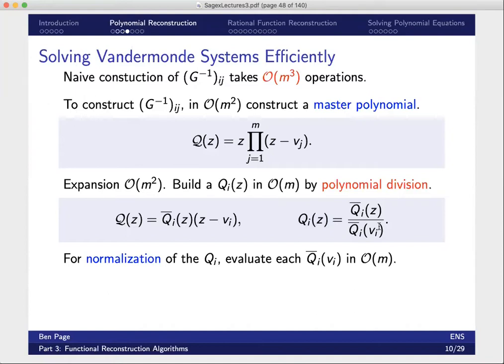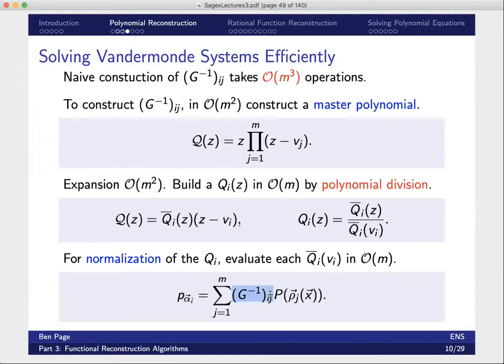So once you have these polynomials, we just take their coefficients, because their coefficients are giving us the components of the inverse matrix. And this allows us to extract our ansatz coefficients P alpha I. All we need to do is take our original polynomial, evaluate it on the various powers of X, and contract it with our inverse matrix.